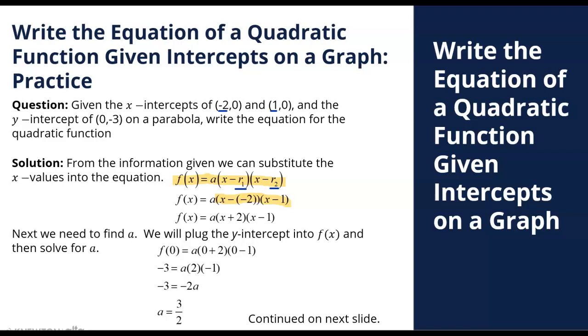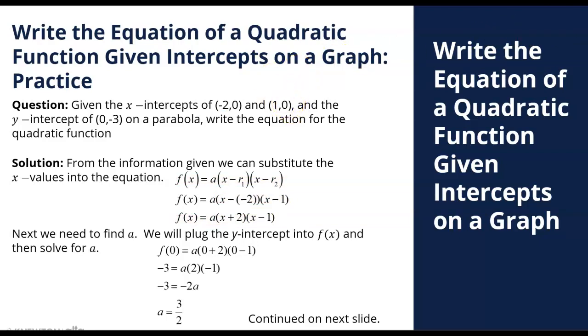We can simplify, or since we have double negatives here, we will just write that as x plus 2. So that will turn to positive. So we have x plus 2, and then copy the other one, x minus 1. So we therefore have f of x equal to a times x plus 2 times x minus 1. Then next, we will need to find a.